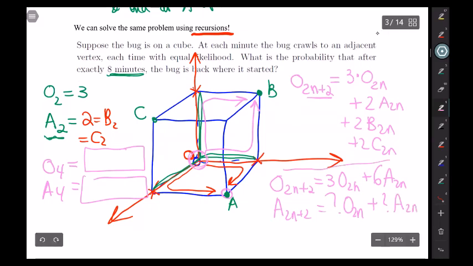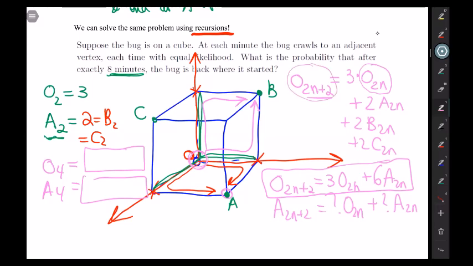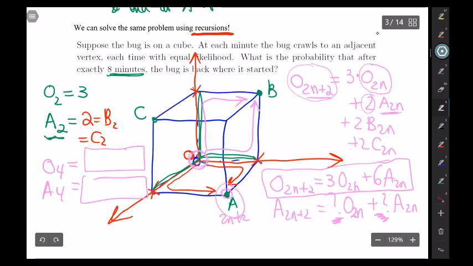Does everyone agree how we constructed this one? Basically, we just check if after 2n moves you were at O, how many different ways after 2n+2 moves to end up at O? Again, 3 ways. If after 2n moves you were at A, then 2 times that is the number of ways to end up at O after 2 more moves. All right, so let's see if you guys can guess these 2 coefficients here. You want to end up after 2n+2 moves at A. So either 2 moves ago you were at O, or 2 moves ago you were at B or C, right? So all you need is, yeah.